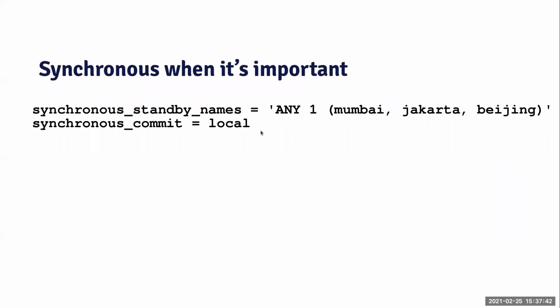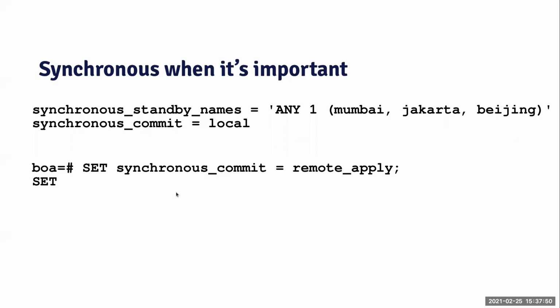That means that everything that I'm going to be running now is going to be asynchronous. Yeah, it's synchronous with my own local WAL file. Yep. So that's important. And then dynamically, I can say set synchronous commit to remote apply. Okay. So dynamically, I'm going to say that I want this information to be available at the other side.